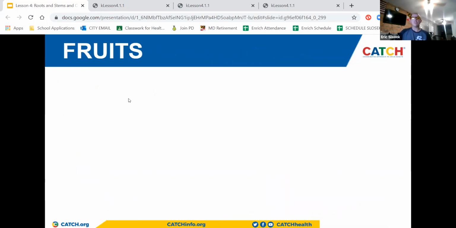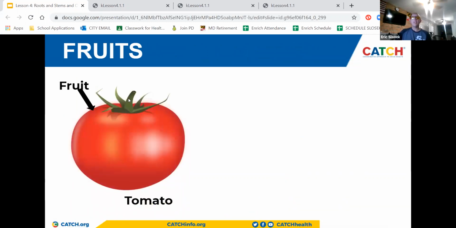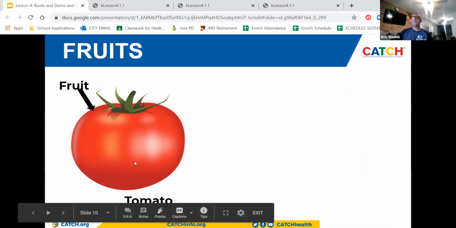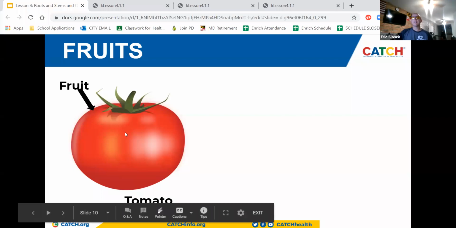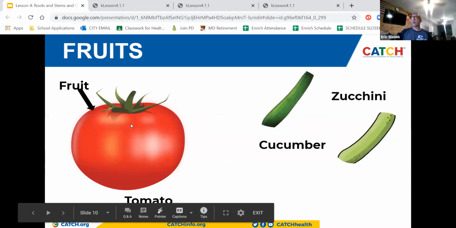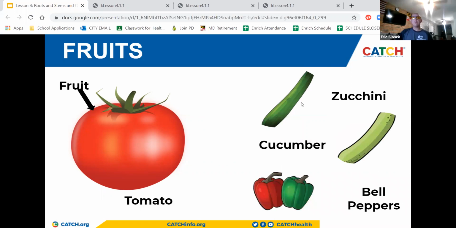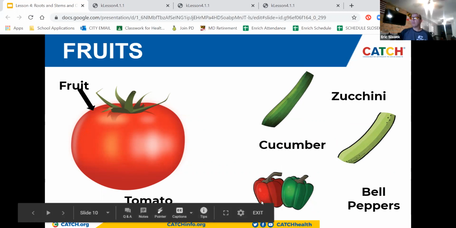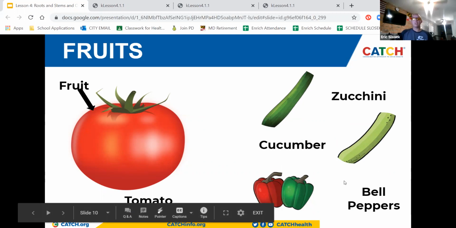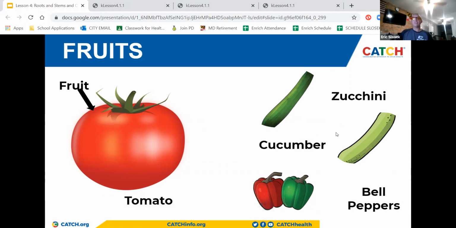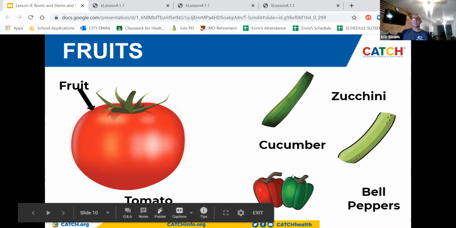When we talk about the fruits, okay, this tomato was the fruit of a tomato plant. And in your picture, you can point to the tomato that hasn't been cut open, right here. Now, we have a couple of fruits over here. We have zucchini and cucumbers and bell peppers. A zucchini is the fruit of a zucchini plant. Cucumbers and bell peppers are also the fruits of their plants, okay?